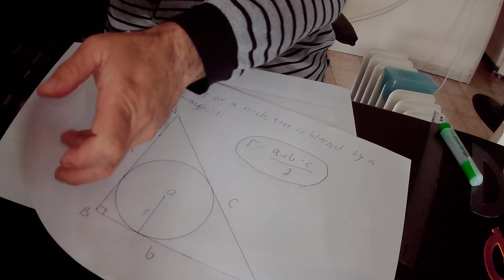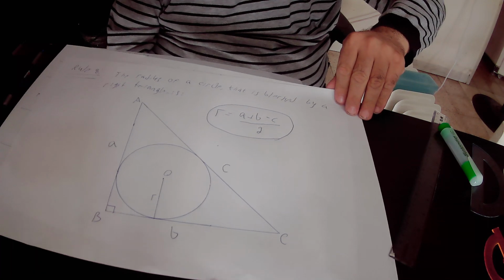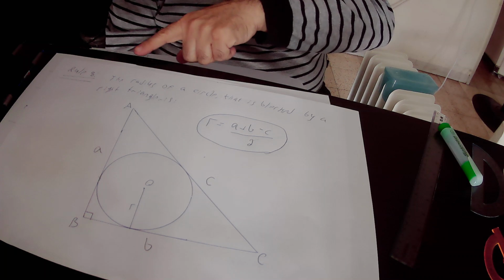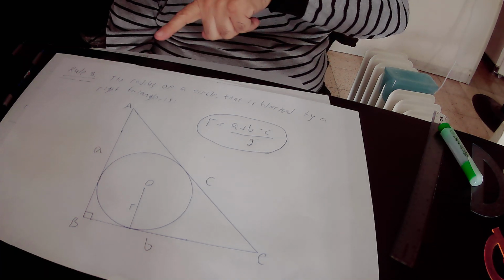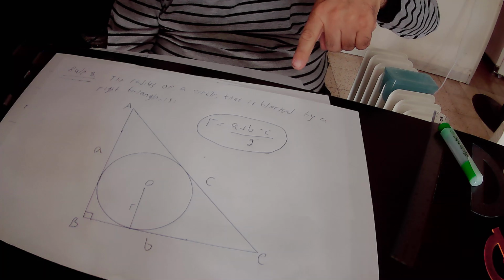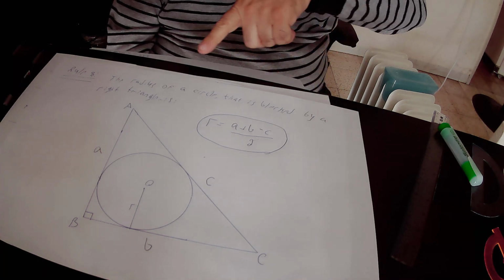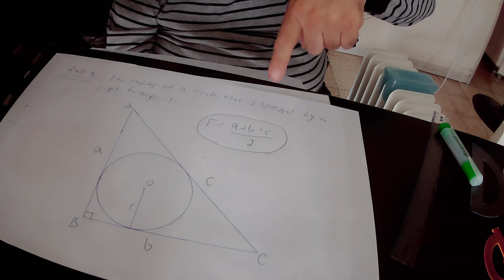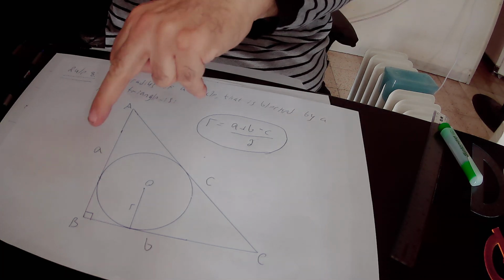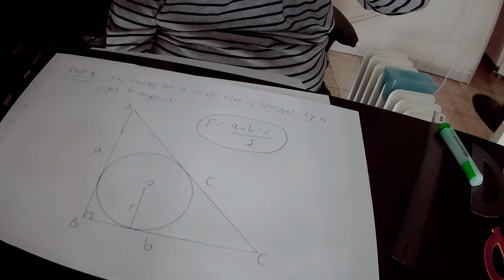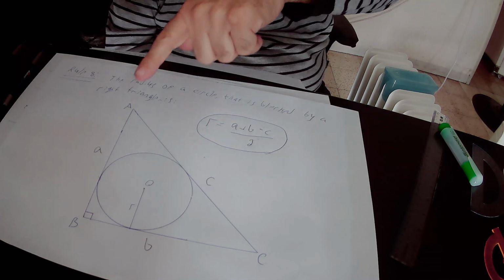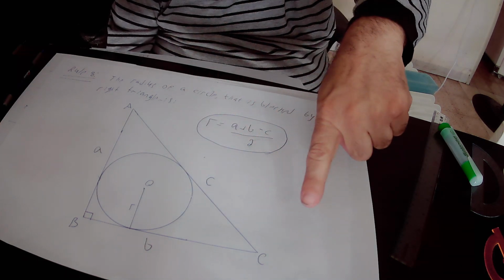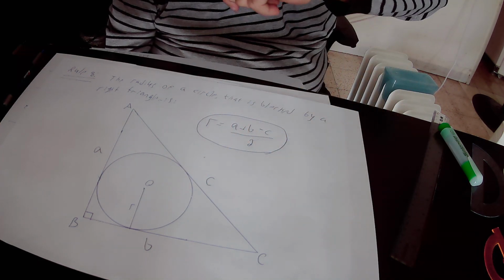According to rule number 8, the radius of a circle that is blocked by a right angle, the radius R, equals A plus B minus C over 2. We have the right angle ABC, angle ABC equals 90 degrees, the length of side AB is A units, side BC is B units in length, and the length of the hypotenuse AC is C units.